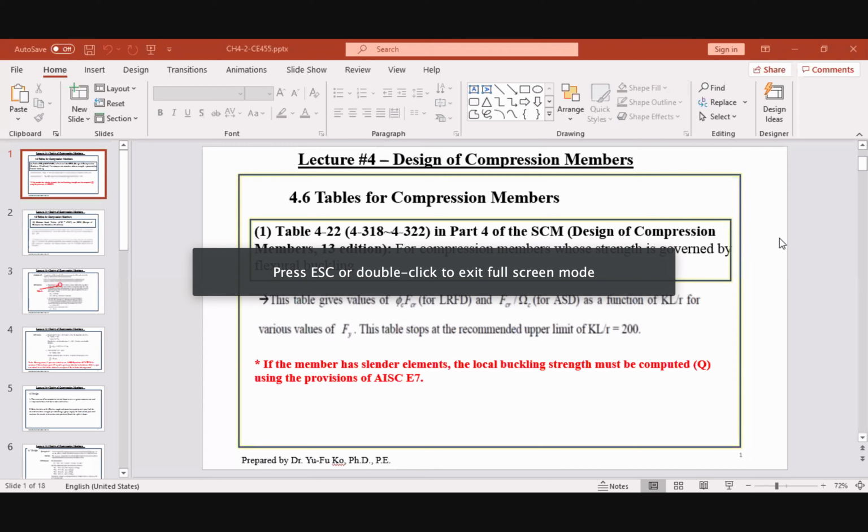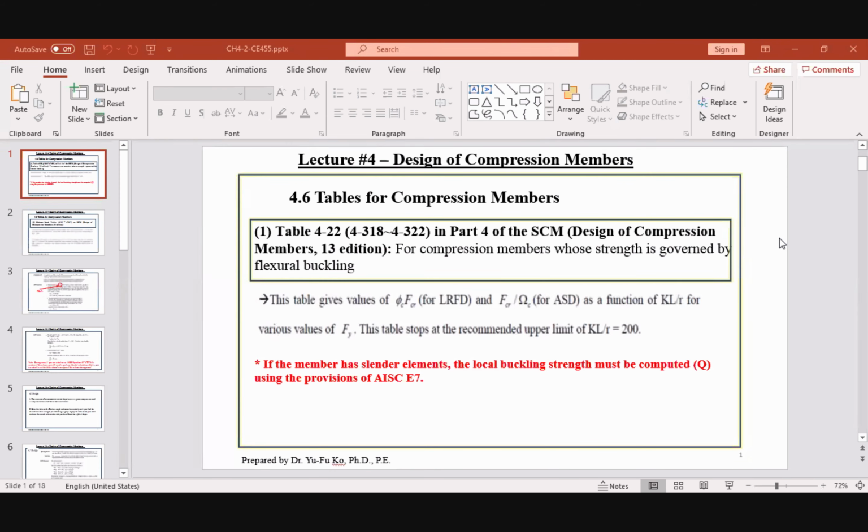The next 2 slides, I would like to give you a heads up. So next time when we meet, we'll continue from here. There are 2 powerful tables in the manual when you want to figure out the design compression member strength. They are in Part 4 of the manual, Table 4-22. And this is based on the 13th edition. Page number 4-318 to 4-322.